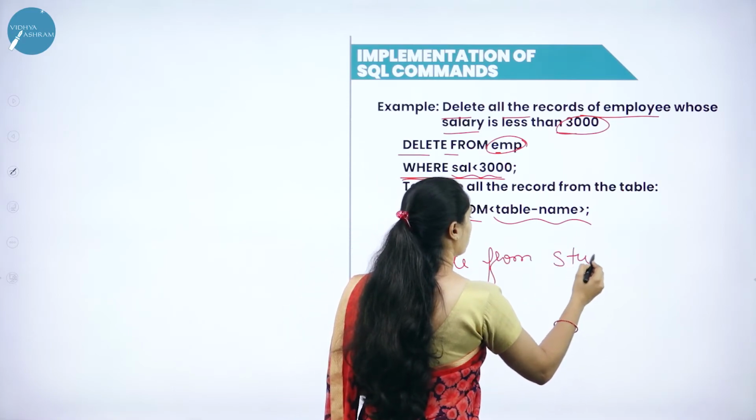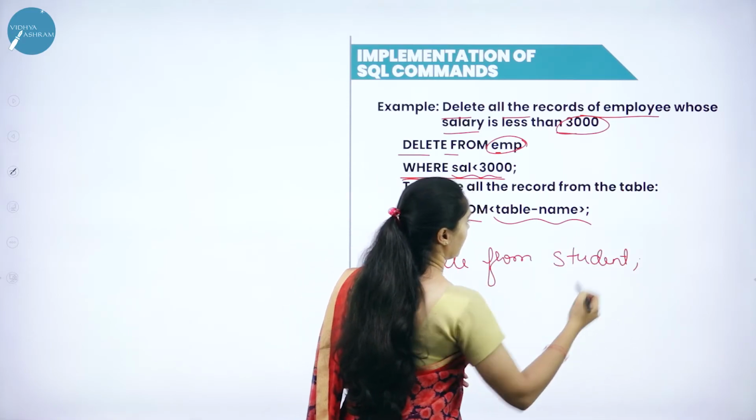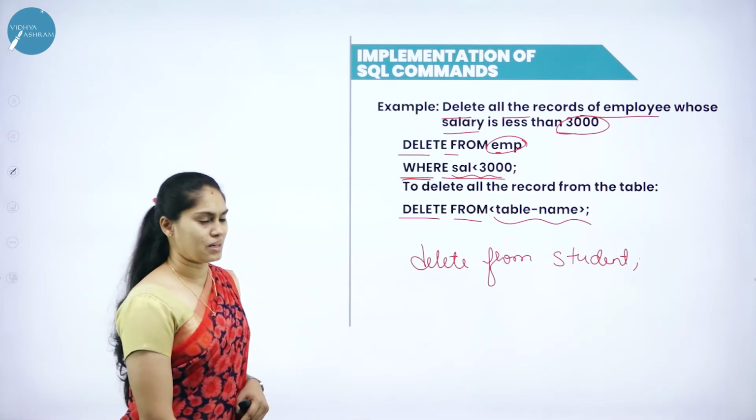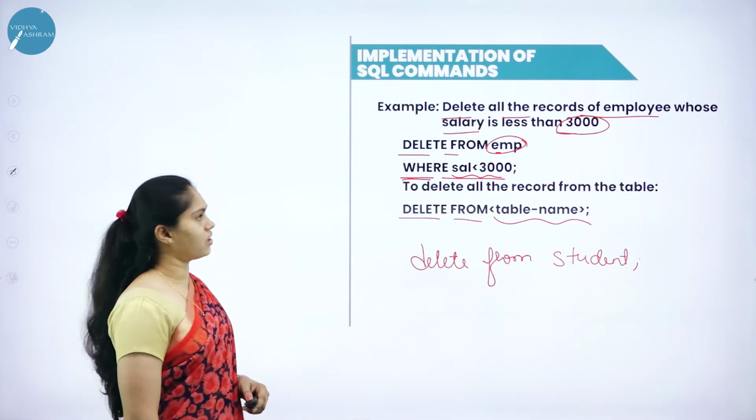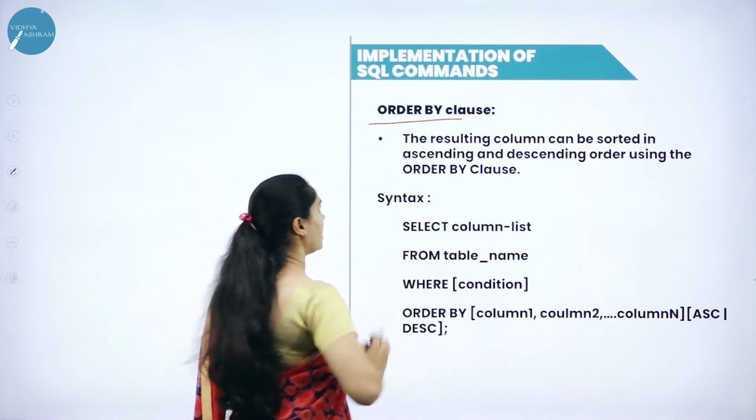So all the row values are going to be deleted or removed from the table. This is how delete is going to work. We'll see the next one, that is regarding ORDER BY.